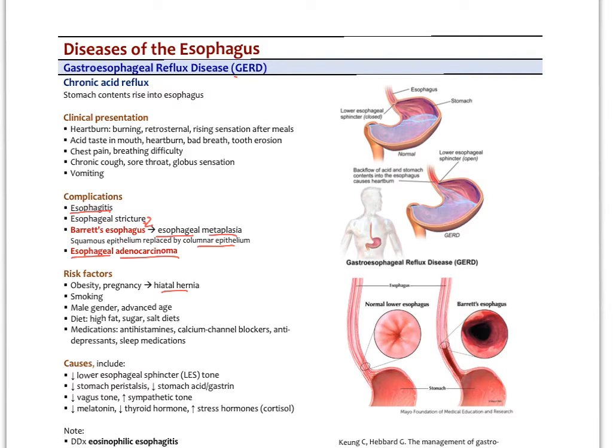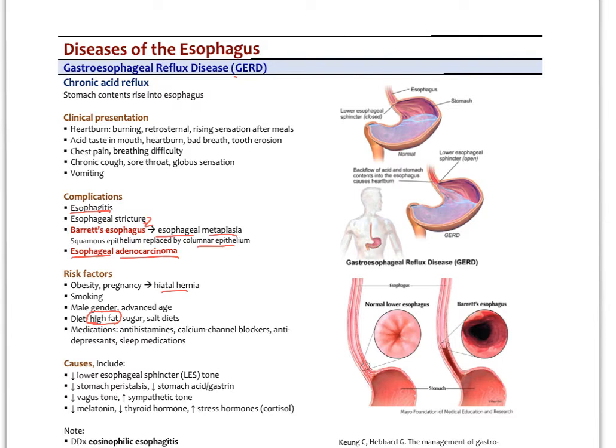More common in males, especially older males, and with high fat, sugar and salt diets. High fat diets keep the food in the stomach longer, remember, and so there's going to be more of a tendency for, as that food is going back and forth in the stomach, for it to regurgitate back up into the esophagus, especially if there's weak lower esophageal sphincter tone.